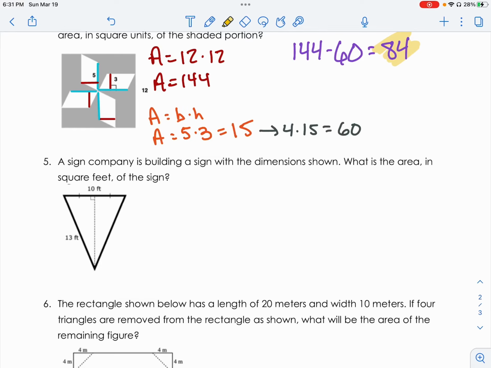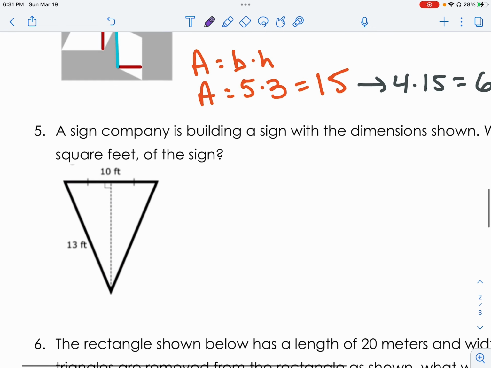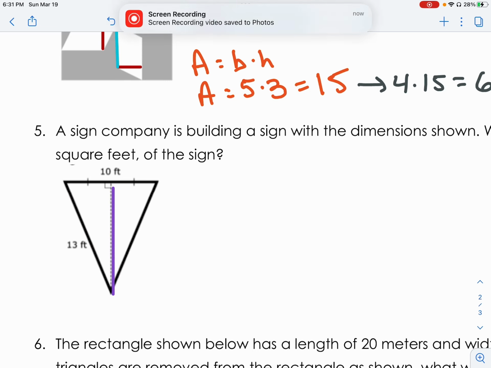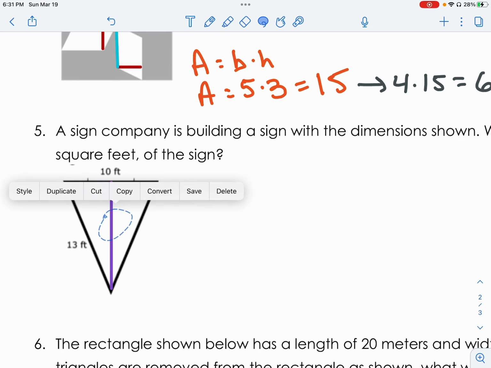A sign company is building a sign with the dimensions shown below. What is the area in square feet of the sign? Well, we know that this is a triangle, and we're given the base, we're given a hypotenuse leg, but we're not given the height here in purple. So we have to find this.